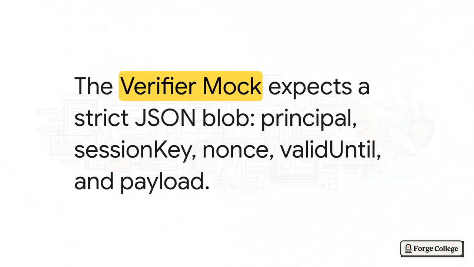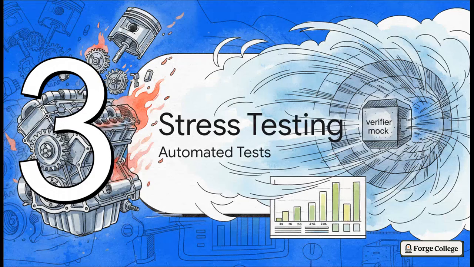And right in the middle of that structure, the verifier mock acts as the engine of our skeleton. And this engine expects a very specific type of fuel. The API demands a strict JSON blob containing the principal, the session key, the nonce, the validUntil timestamp, and the payload. It's a deterministic gatekeeper. It enforces the rules we established last time and spits out explicit error codes. If that JSON blob isn't absolutely perfect, it fails, deterministically. Zero guesswork allowed.